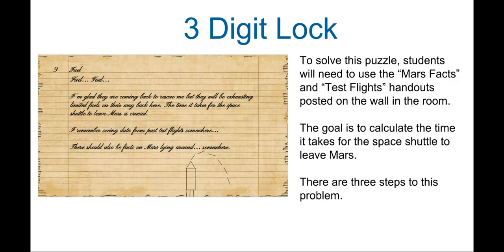To open the 3-digit lock, students will need to use the Mars facts and test flights handouts posted on the wall in their room. Journal entry 9 directs them to the handouts. The goal of the final problem is to calculate the time it takes for the space shuttle to leave Mars. There are 3 steps to this problem.